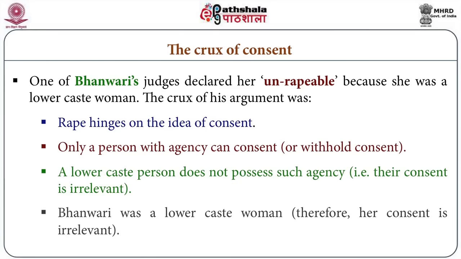He added in further evidence of this syllogism that he constructed, that one of the 5 accused was a Brahmin, and it is impossible that a Brahmin should want to rape a Shudra. So, for these reasons, we can see that the idea of consent and the idea of agency is crucial to the way that we think about rape.